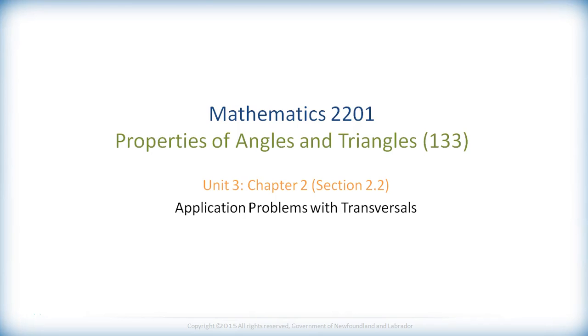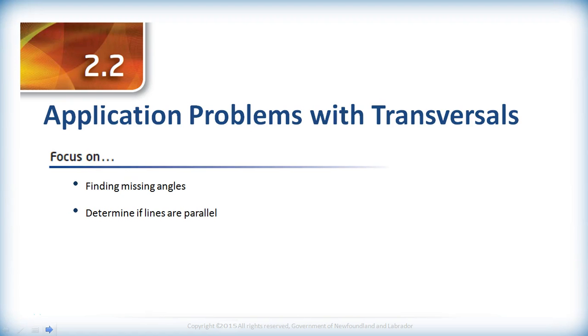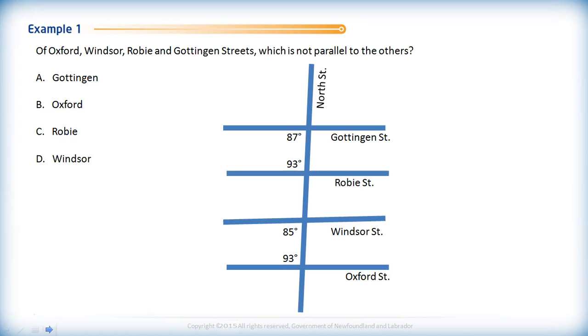Alrighty, let's do a couple of practice questions with properties of angles and triangles here. Application problems to our transversals. So we're going to find missing angles and determine if lines are parallel. Okay, first one. Of Oxford, Windsor, Roby, and Gottingen streets, which is not parallel to the others?